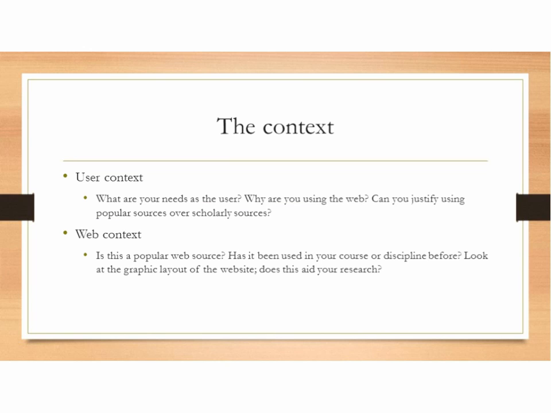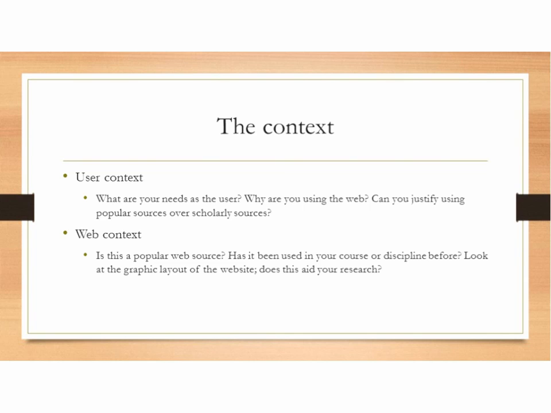So the context. First, think about the user context, so your context as a researcher. What are your needs? Why are you using the web and not the library? Can you justify that right off the bat? Can you give a reason why you're using the web other than the library is intimidating? Can you justify using popular sources over scholarly sources? Can you see a reason why this would benefit your research, your paper, your assignment?